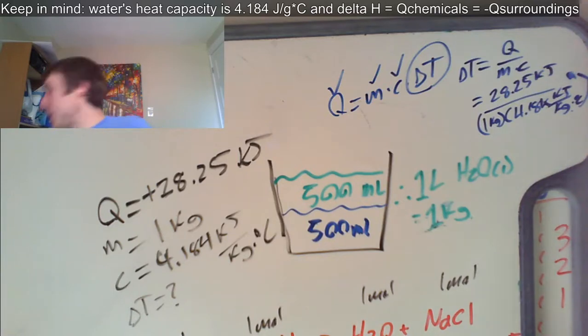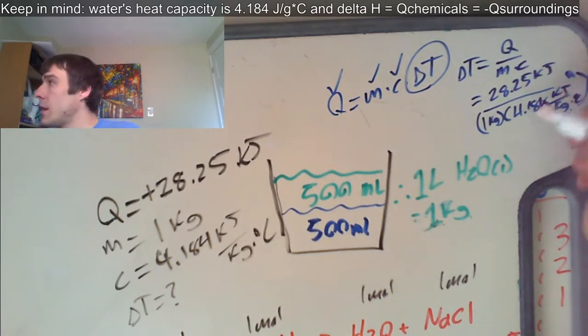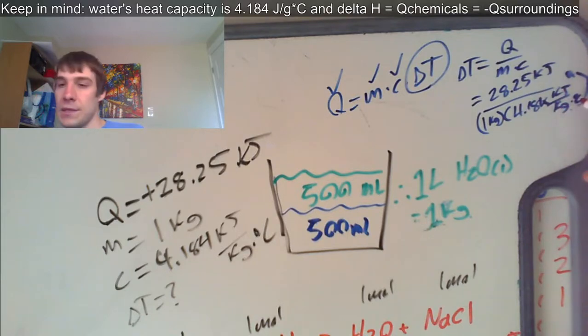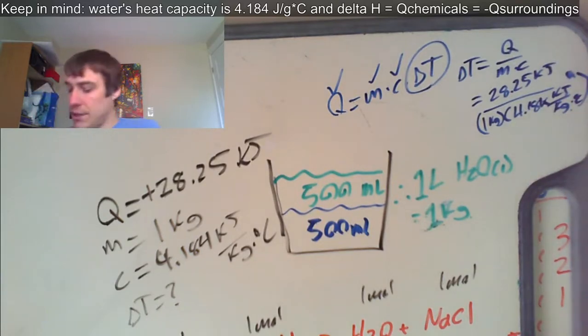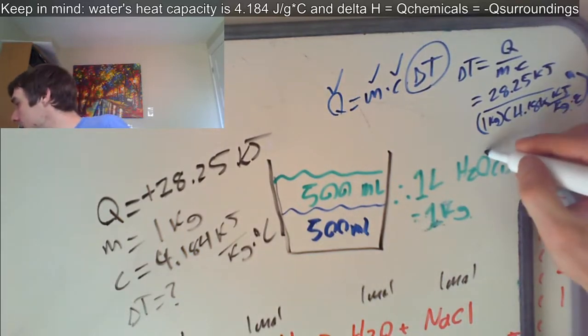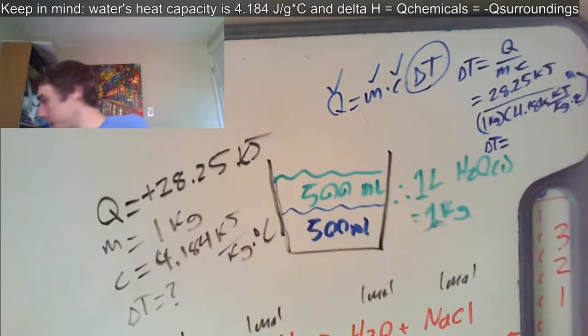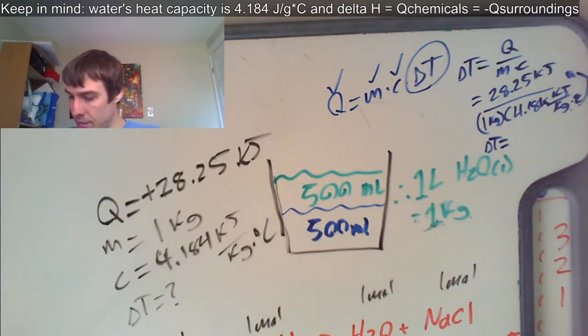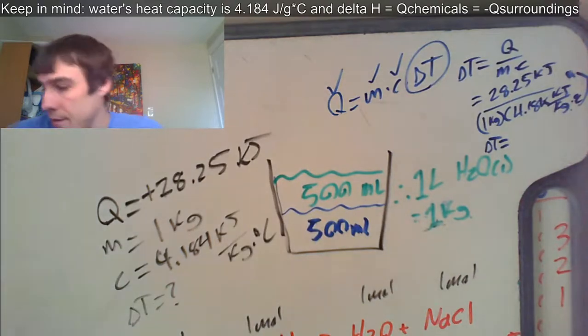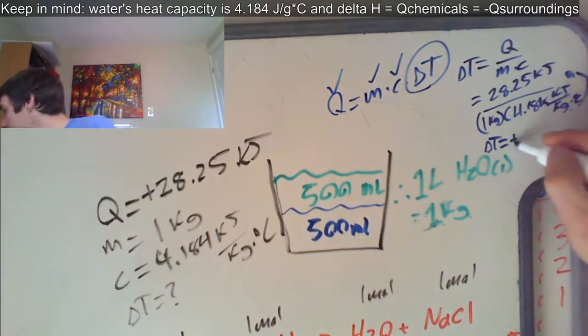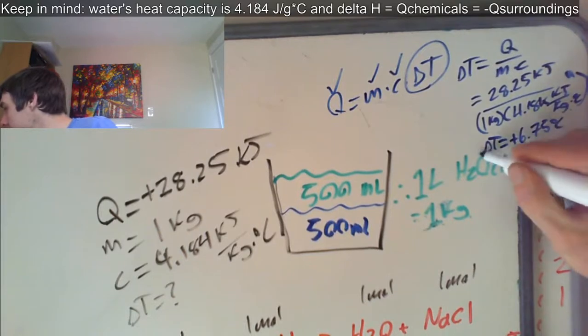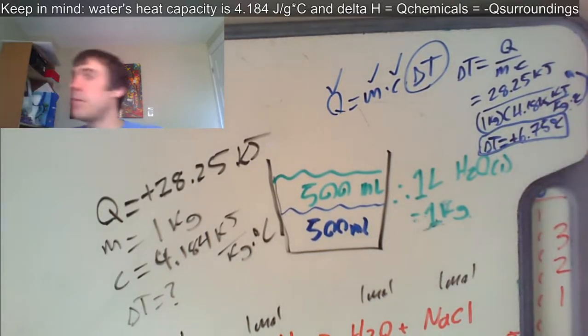Let's check our units. The kilojoules will cancel kilojoules. The kilograms will cancel kilograms. We're left with degrees Celsius. It's divided by degrees Celsius, so it's going to come back up to the top. So we will get an answer in degrees Celsius. So therefore, delta T, if I put in the numbers, 28.25 divided by, remember our brackets, 1 times 4.184, is plus 6.75 degrees Celsius. So that's the change in temperature that we're going to get, 6.75 degrees Celsius.